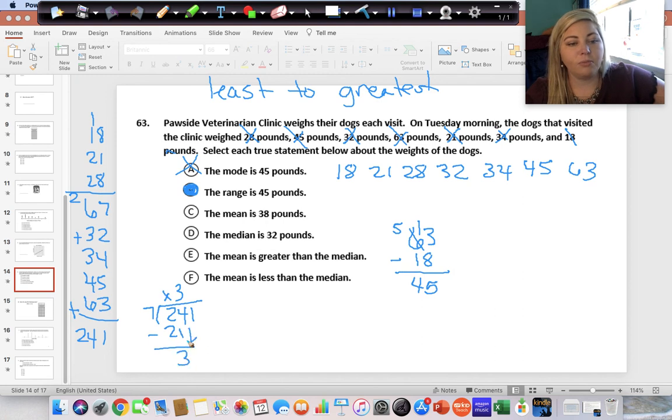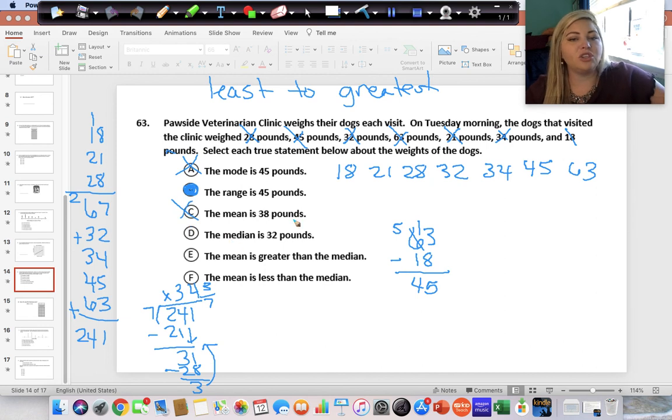Subtract and we get 3, bring down our 1. 7 goes into 31 4 times, sorry, 28, and then we have 3 left over. So I'm going to bring that up and 3/7. So our mean is 34 and 3/7. So the mean is not 38.